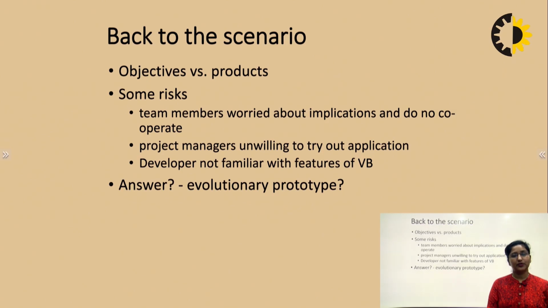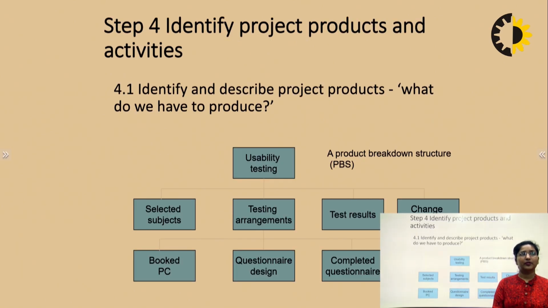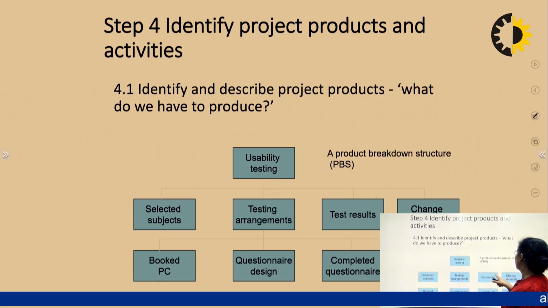Which model are we going to use? Evolutionary. For this, we need to identify and describe the project products and what we have to produce. Like usability testing, we basically had to create a PBS, which is a product breakdown structure. Usability study is divided further into 4 parts: selecting subjects, testing the arrangements, testing the results, and after that changing the request. Finally, testing arrangements can further be divided into booked PC, questionnaire design, completed questionnaire, and analysis report.